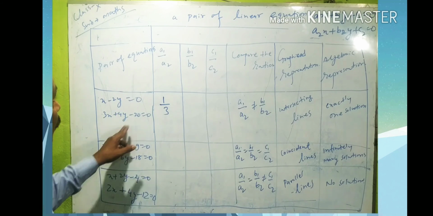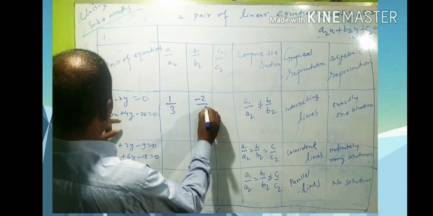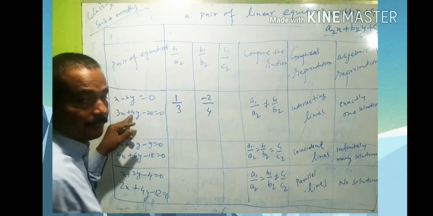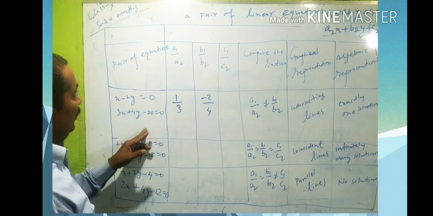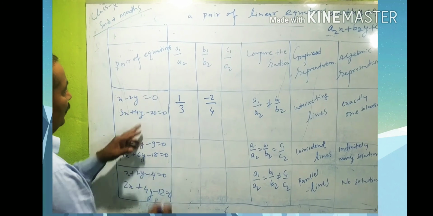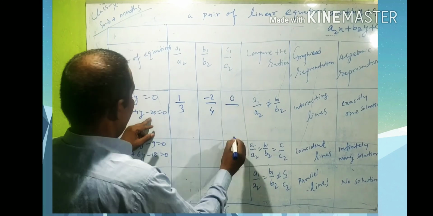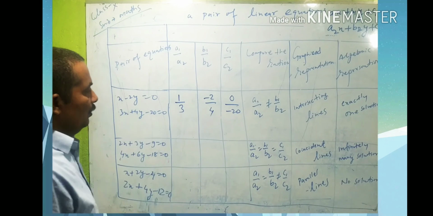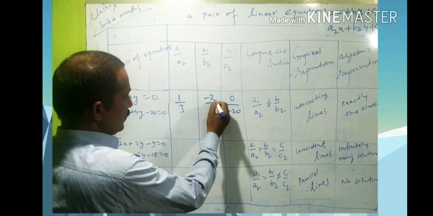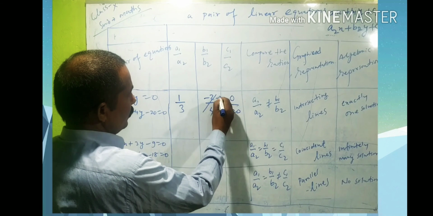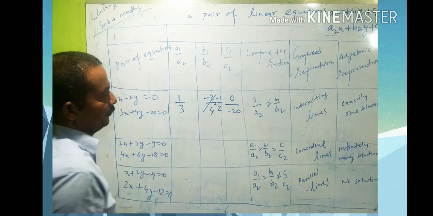And here B1 by B2. So similarly, what will be here? Minus 2 by 4 will be here. And the third one is C1 by C2 here. So that means nothing is C here, C1, so here it will be 0 by minus 20, C1 by C2. That means you will cancel this one here. So minus 1 by 2 will be here. Minus 1 by 2. Look here, minus 1 by 2.